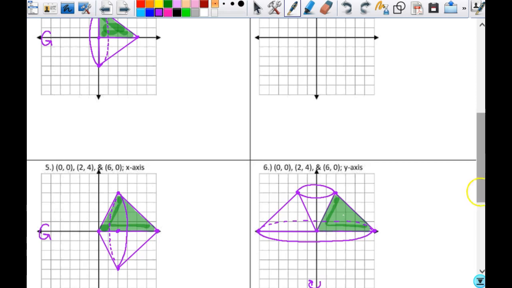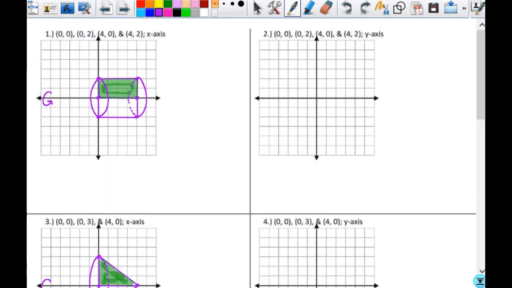Let's look up here. On this right here, what is the radius of this cylinder? The height? 4. Do you need anything more than that to find surface area and volume? No, it's not as bad as you think, okay?